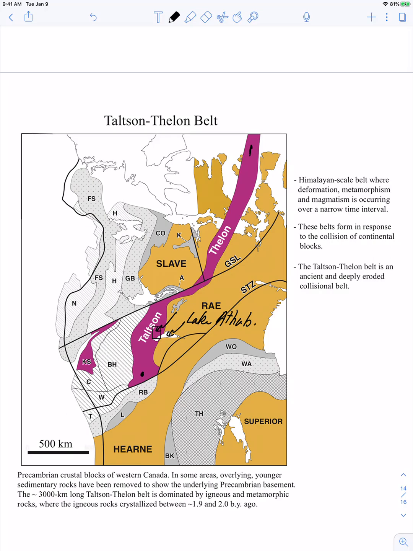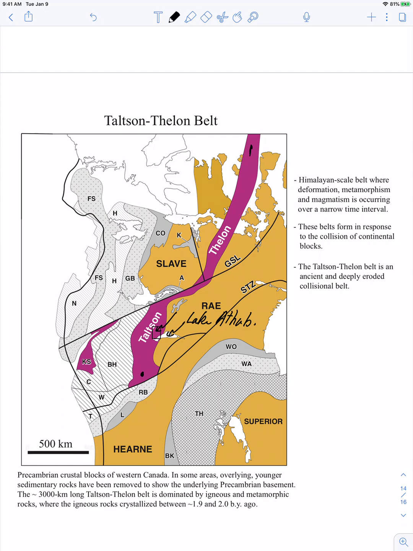Okay, so the Taltson-Thelon, like the Himalayas, is this very extensive belt. And the way the modern day Himalayas is forming is through the collision of two continental blocks. So in the case of the Himalayas, they're forming in response to the collision of the Indian subcontinent with the Asian continent. And that collision has produced the Himalayas. Okay, and you get this deformation, this belt-like zone where you have all these processes going on directly at the collision site. And you also get belts of deformation and metamorphism happening inboard of the collision.